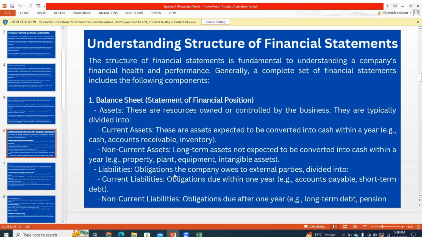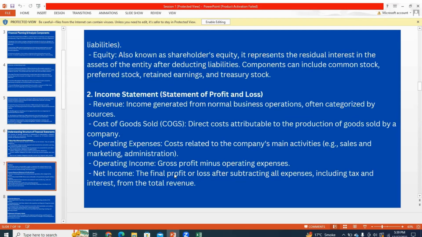Current liabilities are the same as current assets in timing: we have to pay within one year, such as our accounts payable, other short-term debts, or any part of long-term debt to be paid within a year. Non-current liabilities are obligations which we have to pay after one year. So it's long-term debt, pension payments, etc.